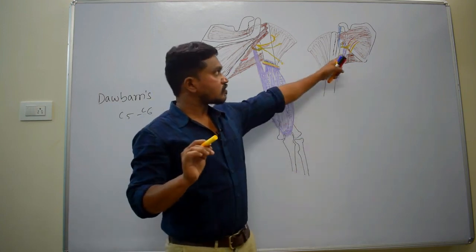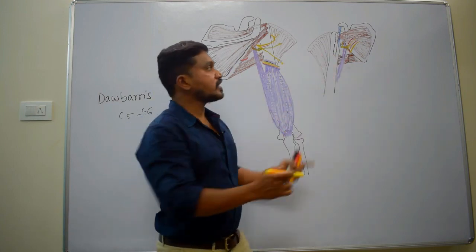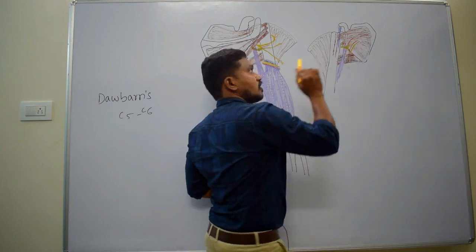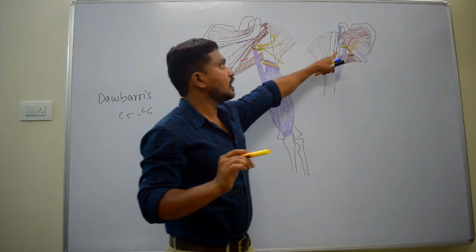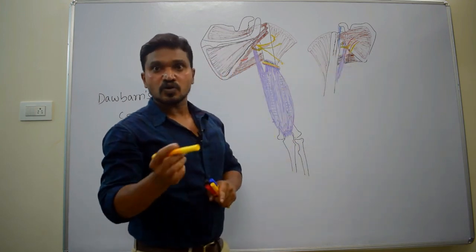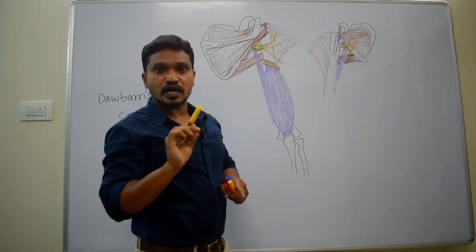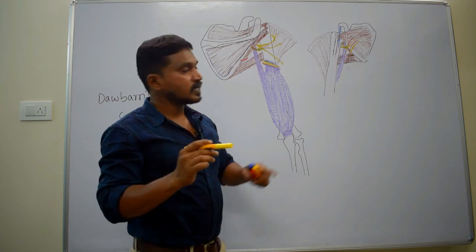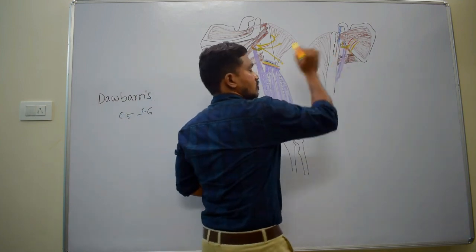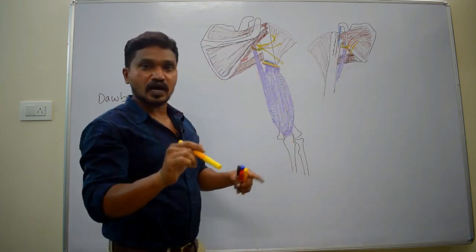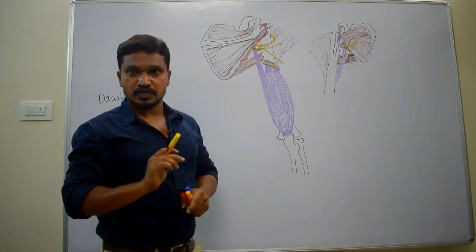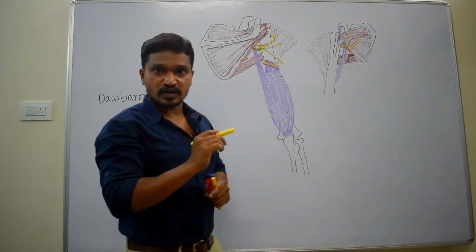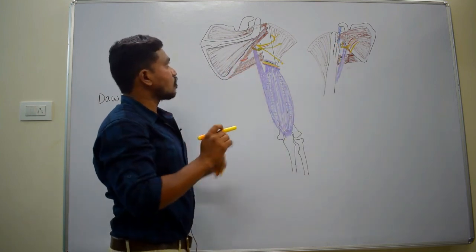Now this nerve leaves the axilla by winding around the inferior border of the subscapularis muscle, where it is intimately related to the capsule of the shoulder joint. So there it gives a branch to the capsule of the shoulder joint. After that it enters the quadrangular space, leaves the axilla and appears in the posterior aspect.